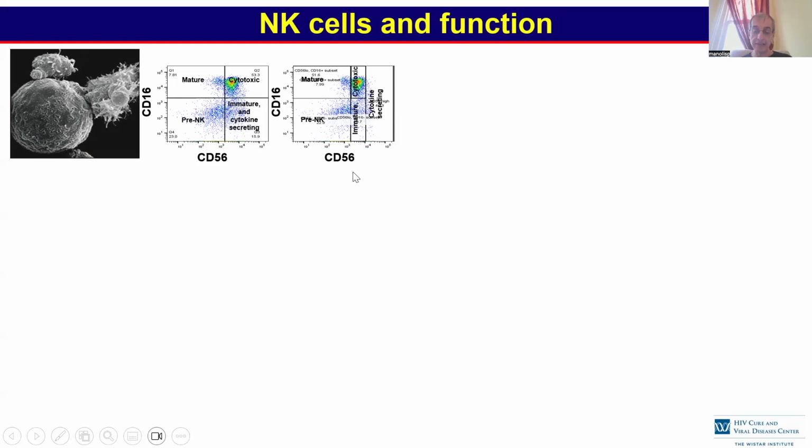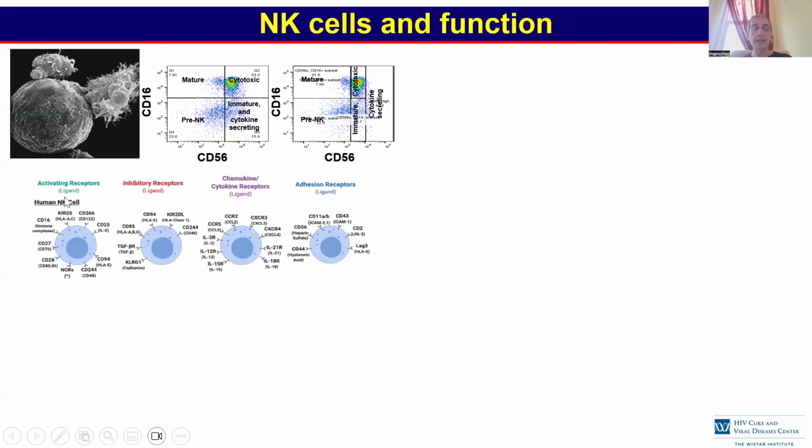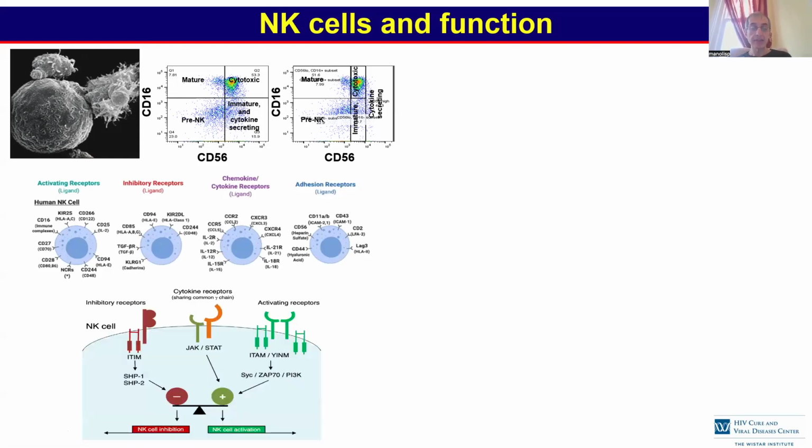Besides CD56 and CD16, NK cells express a large panel of receptors, so they have activating receptors, inhibitory receptors, chemokine and cytokine receptors, and also adhesion receptors. Some of them are shown here. Binding of the receptors with their ligand triggers different responses for the NK cells. So basically, the binding of the activating and inhibiting receptors with the ligand on the target cells results in activation of different signal pathways that can result in activation or inhibition, depending on the balance of the signal that is transmitted after the binding of the receptors with their ligand.